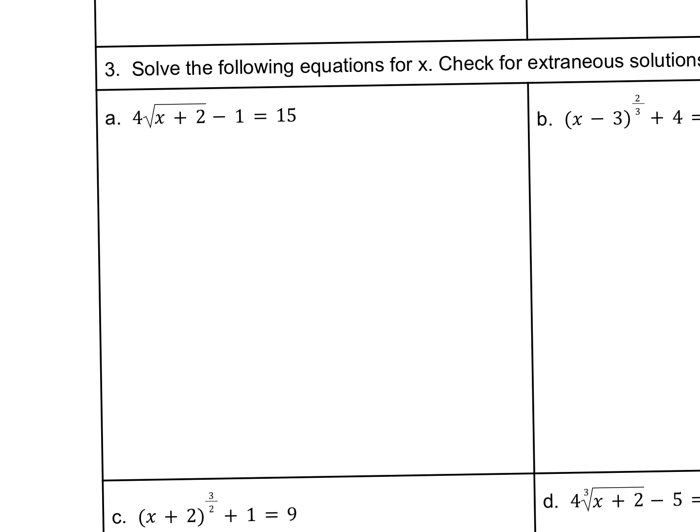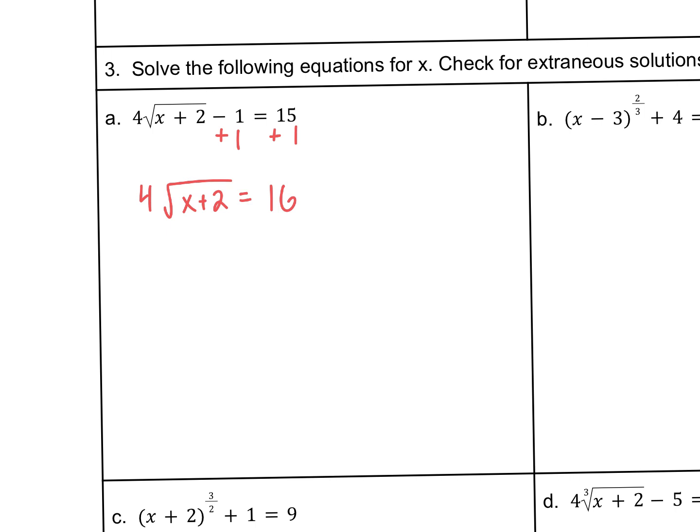We know that we've got to get the square root or any root on a side by itself, and that's obviously not happening here. Okay, so we've got to do that first. First thing I would do is I would add this 1 over. Okay, use inverse operations. We've got to move the 1 first. So now I have this problem. 15 plus 1 is 16.